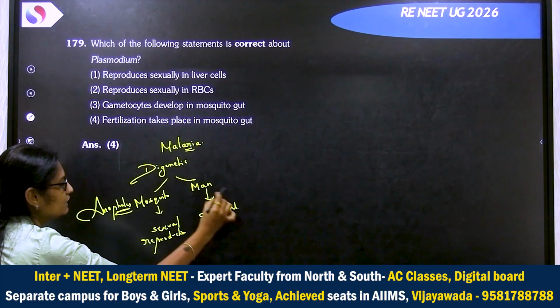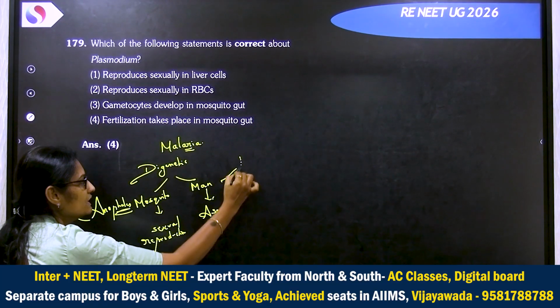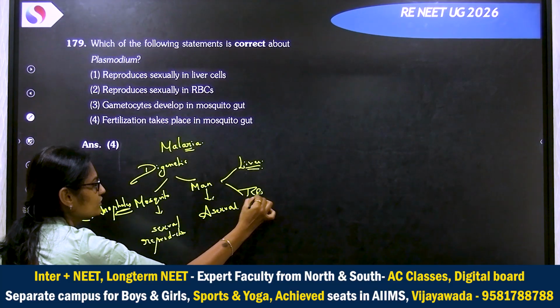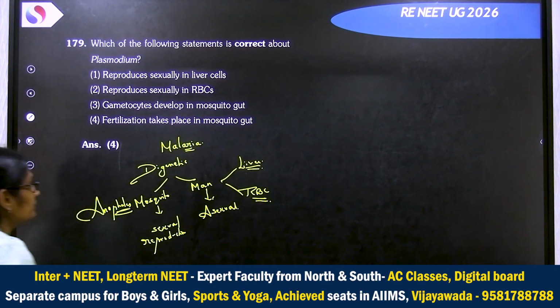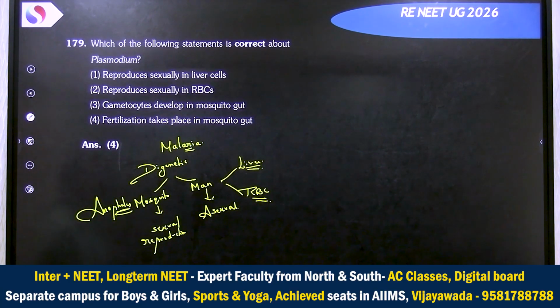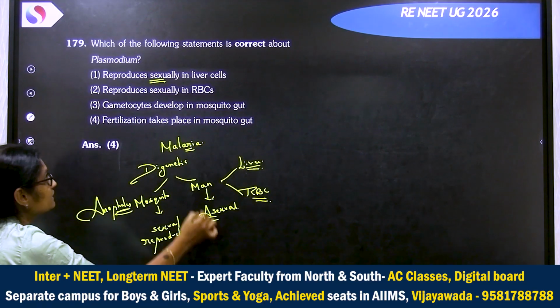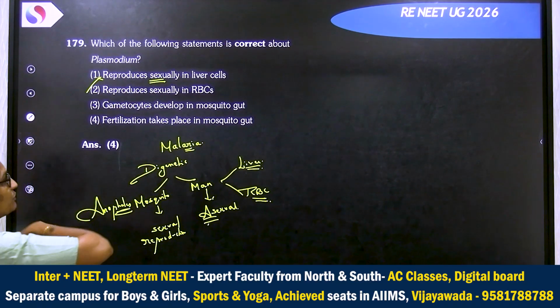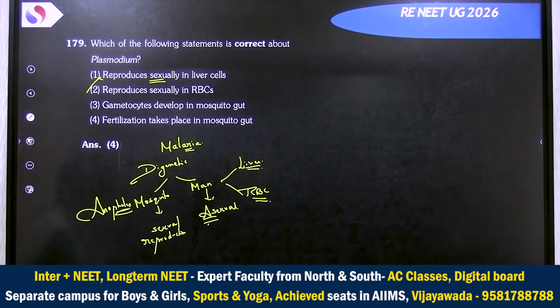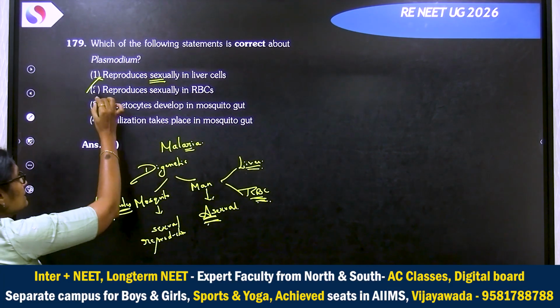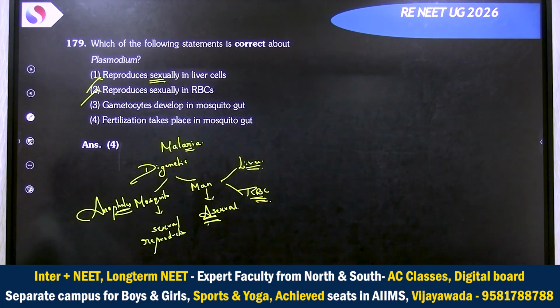In humans also, particularly in which organ it will go directly, it will reside in the liver, and from the liver it comes out and enters into an RBC. See there, the first option, reproduces sexually in liver cell, they gave. Actually what I said, it reproduces in humans asexually. This statement will be a wrong statement. Second, reproduces sexually in RBC. Again, they use the term sexually. RBC is what type of reproduction? Asexual reproduction. The second option is also a wrong option.